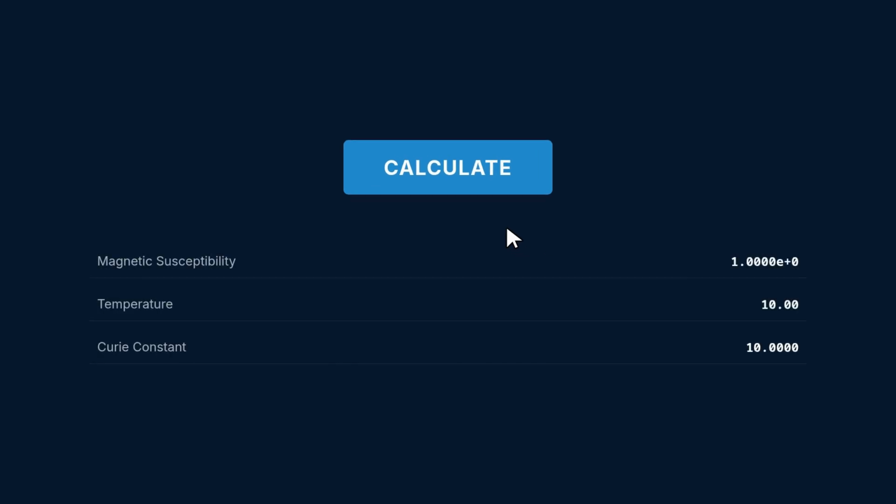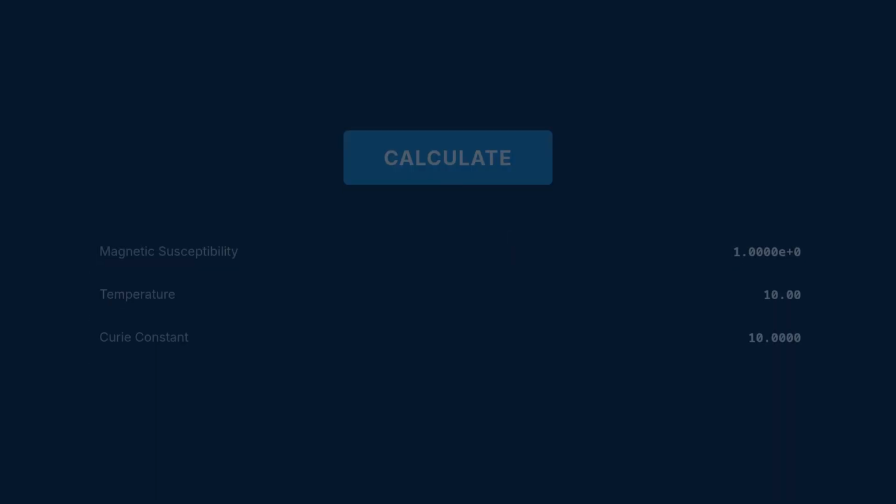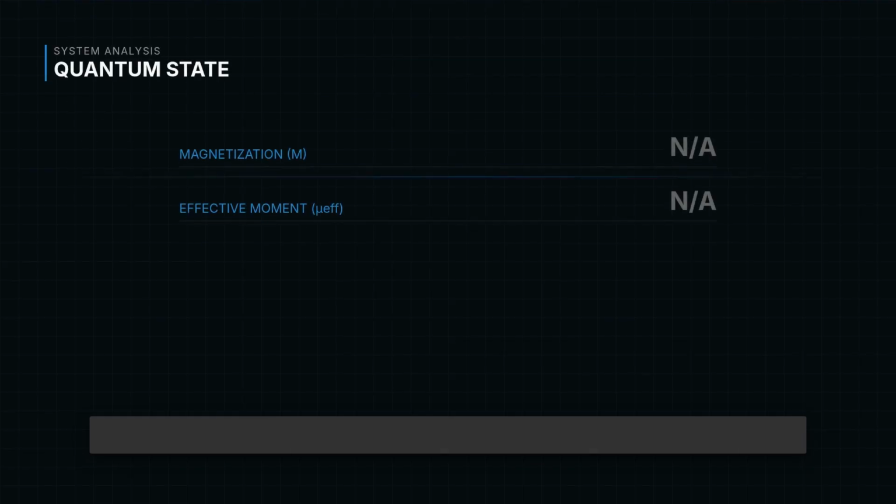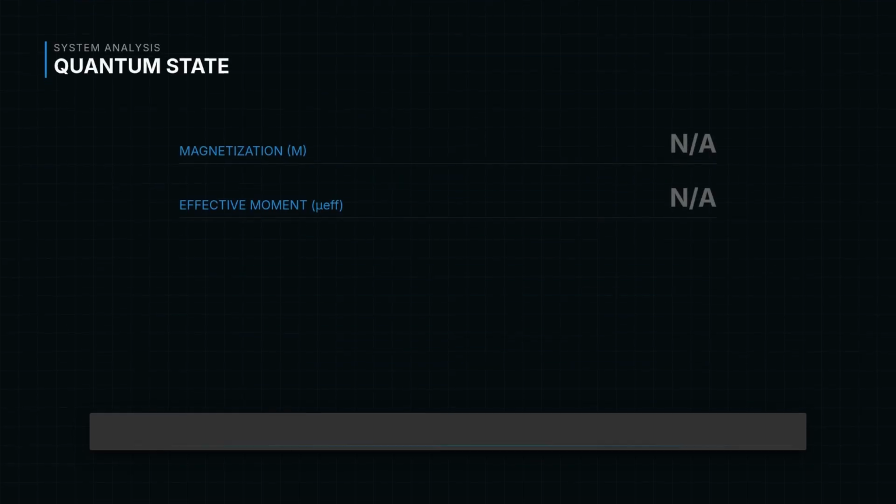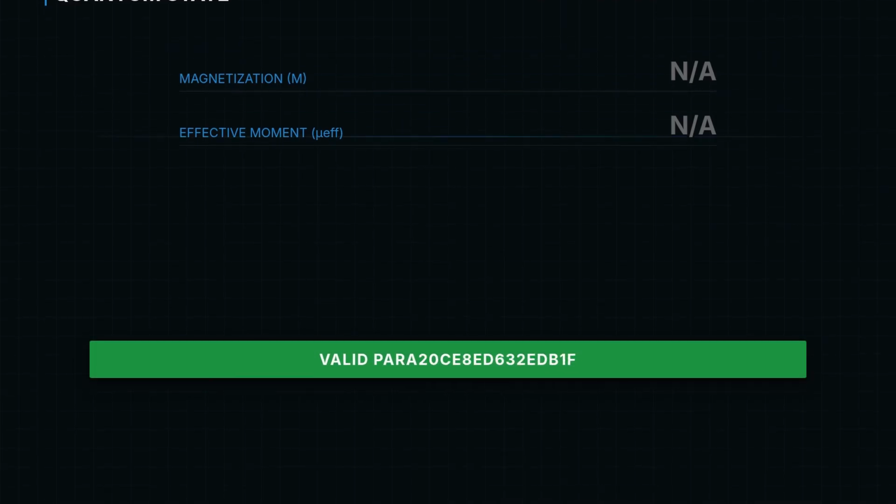After clicking Calculate, the results show magnetic susceptibility equals 1/1000 (1E-3) meters cubed per mole, temperature equals 10,000 Kelvin, and Curie constant equals 10,000 Kelvin meters cubed per mole. The magnetization and effective moment show NA for this calculation mode. The status confirms valid paramagnetic regime, indicating our values satisfy Curie's law conditions.